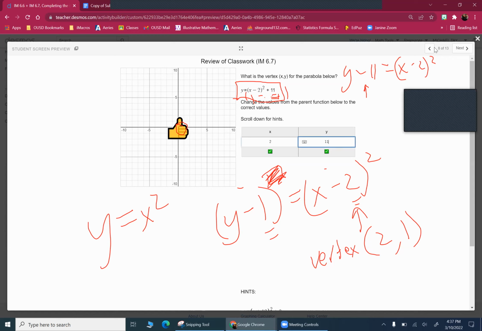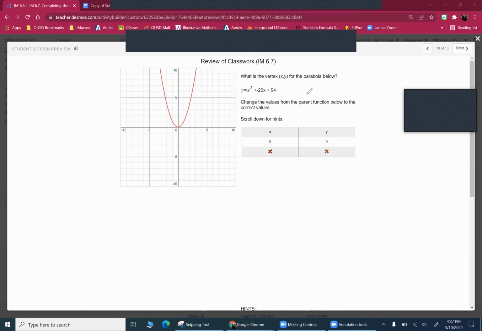That's fine. Is that it? Is there one more? I think there's one more. There's one more. Okay, so let me clear all this up. All right, so this doesn't look like anything we had before. I want this to be y minus something equals x minus something squared, and then I can tell you exactly where this thing moves. So what is this thing right now? It's y equals x squared minus 20x plus 94.